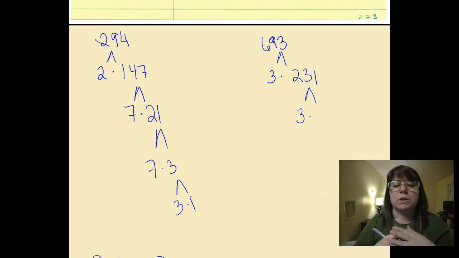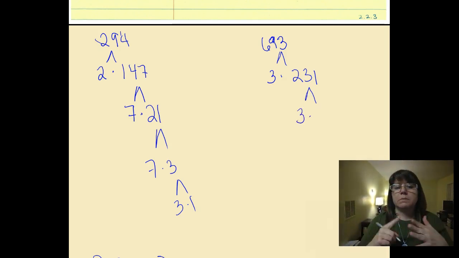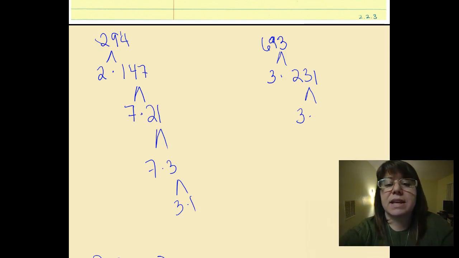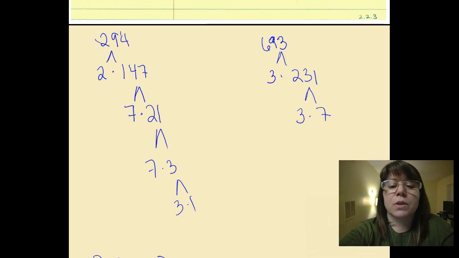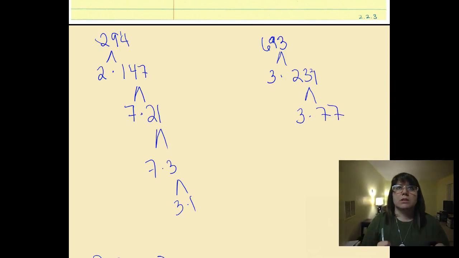3 goes into 2 none times, 0 times. 3 goes into 23 7 times. 3 goes into 21 7 times. Oh, good. So 3 did go into it. There's another trick. Add the digits. If it's divisible by 3, then it's divisible by 3. I just didn't use that trick.